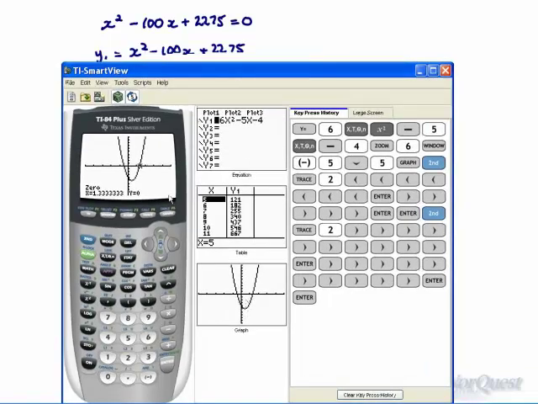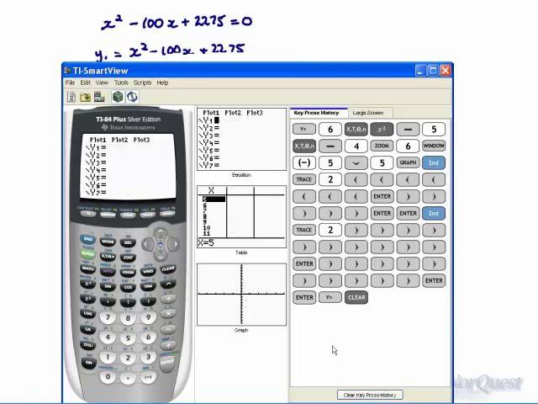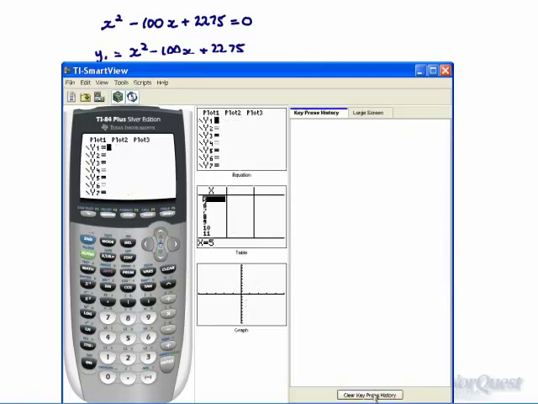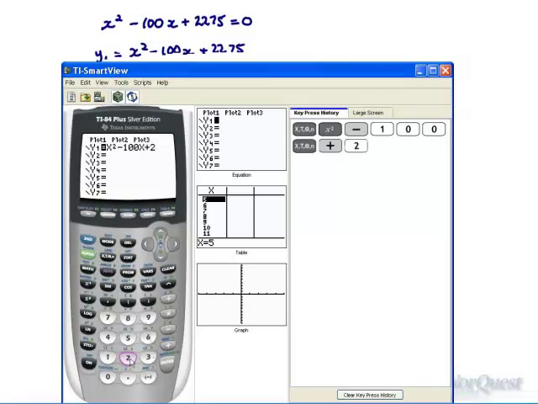Let's clear out our original equation. Clear. Let's clear the whole history here so you don't get confused. And let's enter the new equation. x squared minus 100x plus 2275.